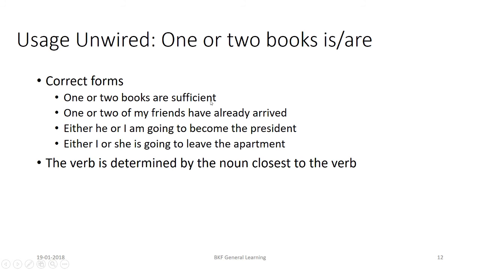So consider this sentence: books is the closest to the verb. That is why, since books is plural, we are using are. Similarly, two of my friends is plural, so we are using the plural verb have. For this sentence, I is the closest to the verb, that is why I'm using am. And similarly for the last sentence, she is the closest to the verb, that is why I'm using is.